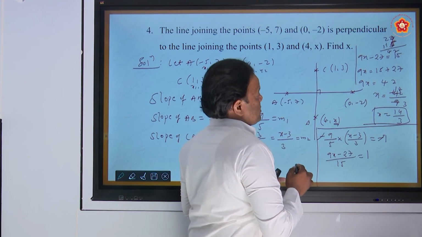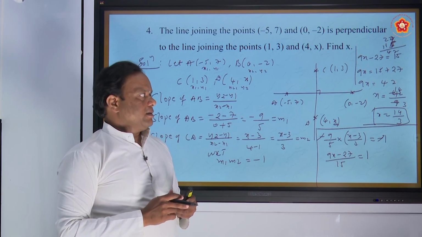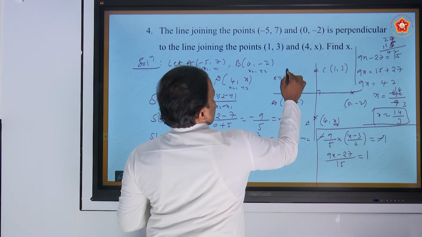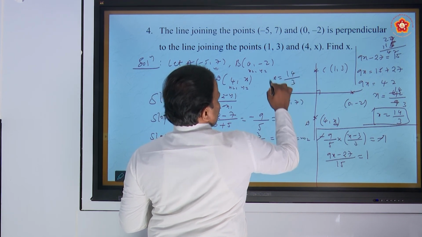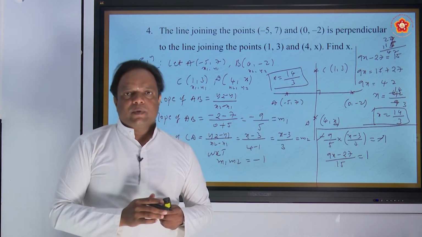Correct? So this is the value of x if the two lines are perpendicular. What is x equal to? x is equal to 14 by 3, our answer. No need to write in decimal, don't cancel it further, keep it as it is. This is the value of x if the two lines are perpendicular.